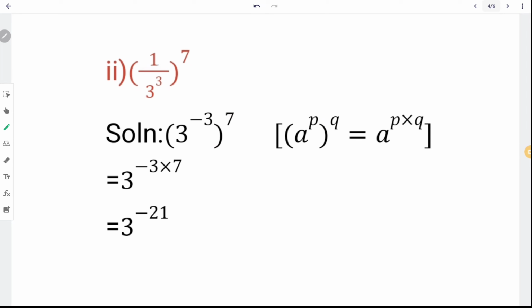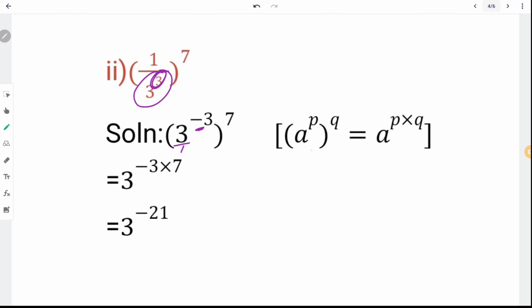All right, Roman numeral 2, 1 by 3 to the power 3, to the power 7 again. First thing we'll do is, you can see that this 3 to the power 3 is in the denominator, okay? So we'll bring it up in the numerator. In order to bring it up in the numerator, the power, this 3, will change its sign to minus here. So you can see that it has now become 3 to the power minus 3, and of course it is in the numerator again, right?